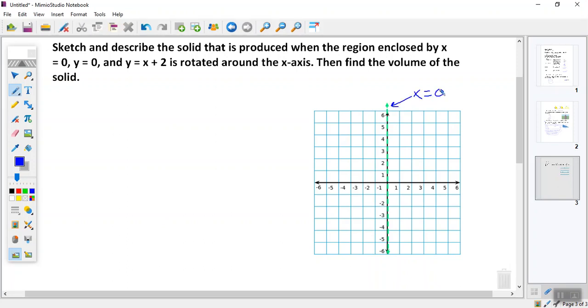What else do we have, minions? Y equals 0. So if X equals 0 was the y-axis, Y equals 0 must be the x-axis. Gnarly. Okay, there's that line. Y equals 0. Okay, kids. What else? Y equals X plus 2. Okay, and then we've got to put one more in there. I forgot to put one in there. We'll put that in there.